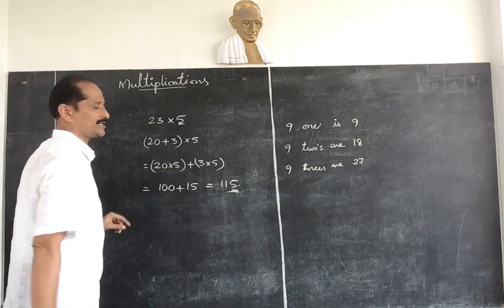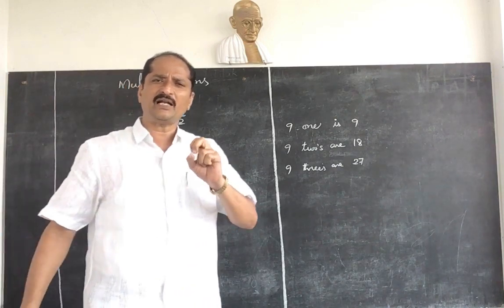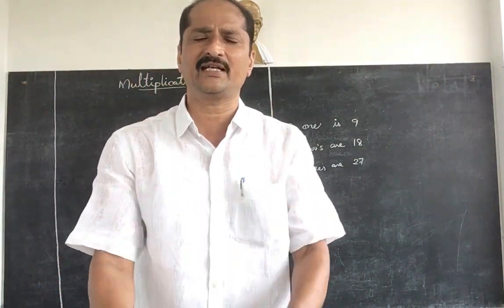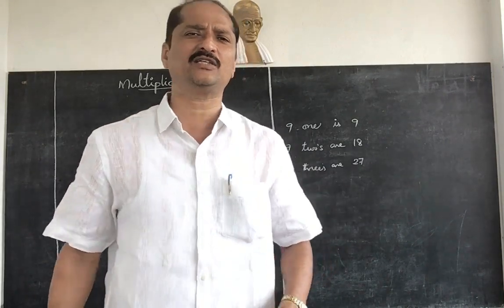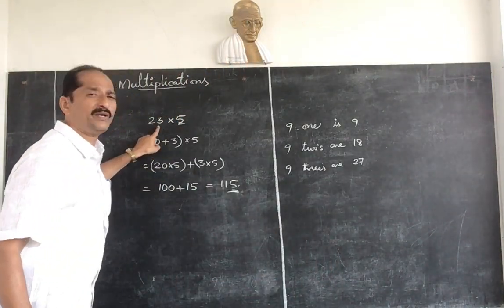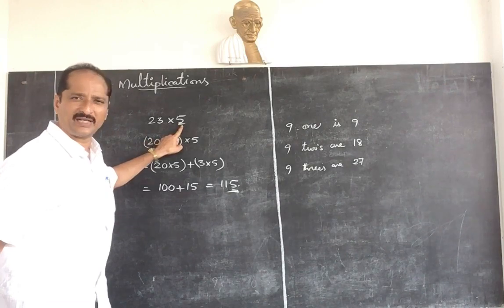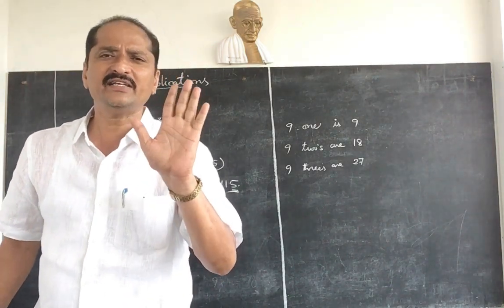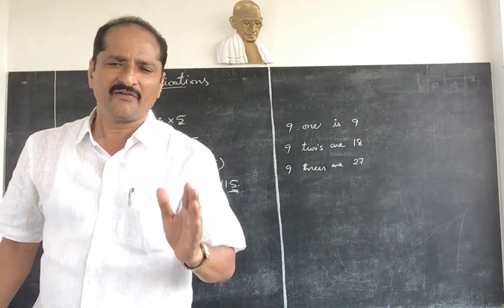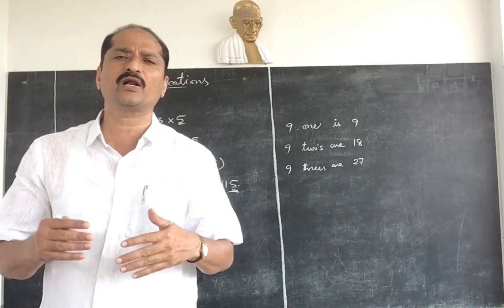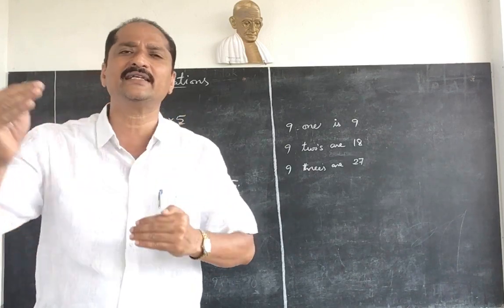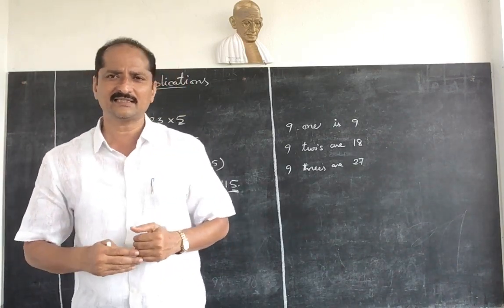This is the product. So, whenever you are multiplying 2 or more numbers, you will get a product. And of the two numbers, one is the multiplicand and the other is the multiplier. 23 is the multiplicand and 5 is the multiplier. Whenever you are multiplying 2 or more numbers, you will get the answer. That answer is known as product. Okay? The answer is known as product.